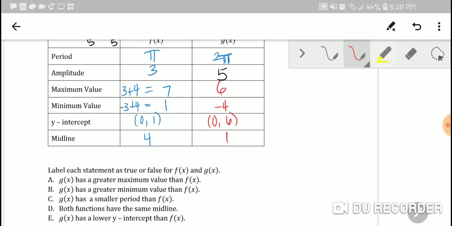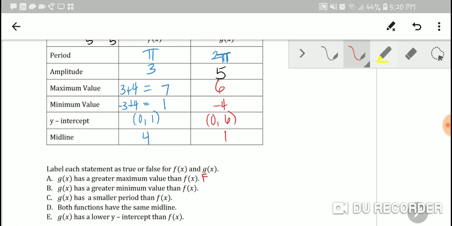Okay, and then you just need to look at your table to answer these as true or false. So for A, g of x has a greater maximum value. G of x clearly does not have a greater maximum value. F of x is 7 for its maximum. G of x is 6. This is a false statement. Letter B, g of x has a greater minimum value. So looking at the minimum value, g of x is at -4 and f of x is at 1. That's not true.